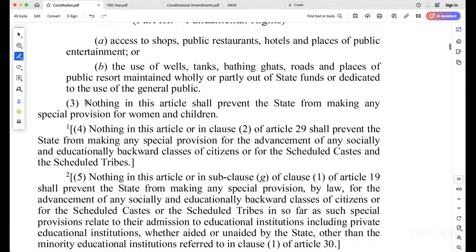We have certain exceptions, right? Nothing in this article shall prevent the state from making any special provisions. In right to equality, we are giving special provisions to children and vulnerable sections. To women, we give that. Then those are exceptions. It is not an absolute one. We are not saying everyone is equal. Rather, we have certain kinds of privileges. These are some special provisions that we are giving to ensure there is equity.